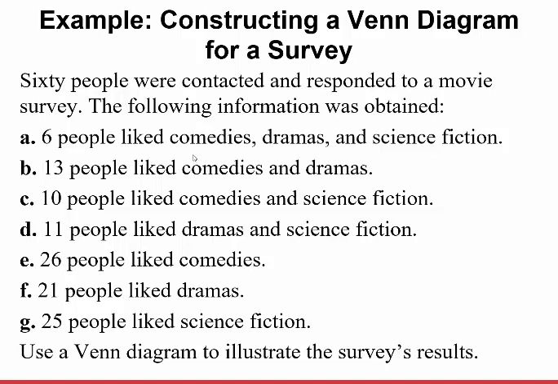It gets a little bit harder when you have 3 sets. This will be constructing a Venn diagram from a survey in which there are 3 sets of things. 60 people were contacted and responded to a movie survey, and the following information was obtained. It asked people, do you like comedies, drama, or science fiction? And you can select as many as you want.